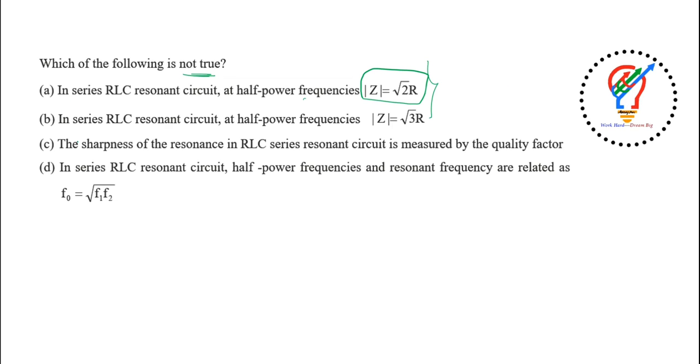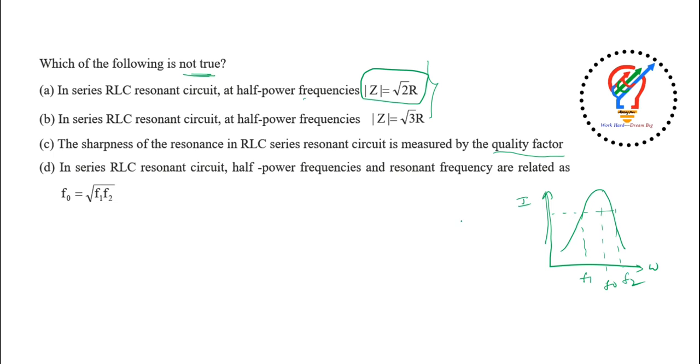Okay, the sharpness of the resonance in an RLC series resonant circuit is measured by the quality factor. So quality factor is nothing but the sharpness of this wave. Okay, I'll redraw it here. See, here it is. If you're taking the frequency here and you're talking about the current, this is about the half power frequencies, right? Here we have F1, and here we have F0, and here we have F2 like this.